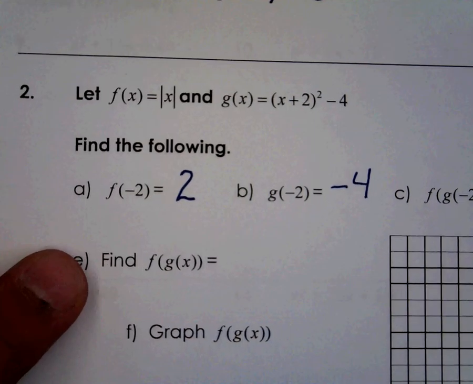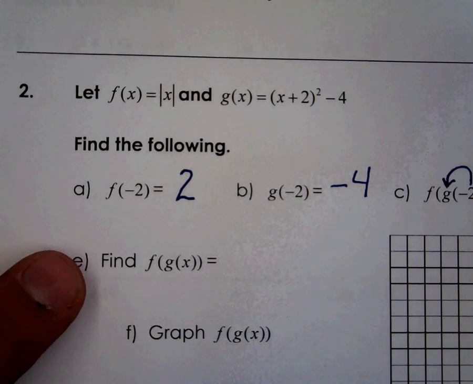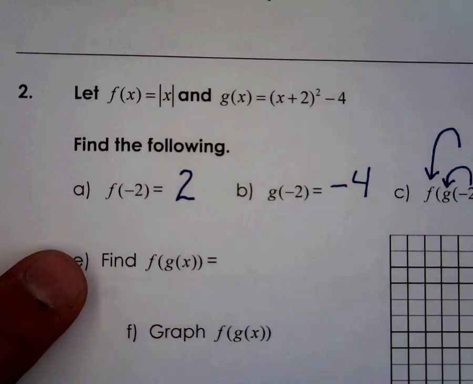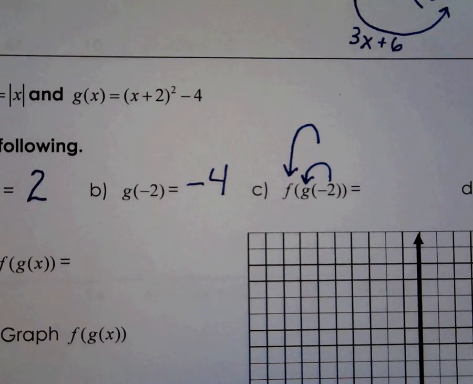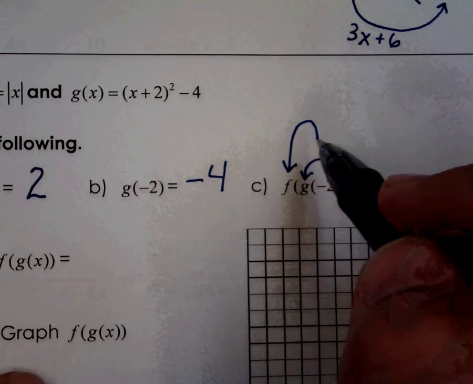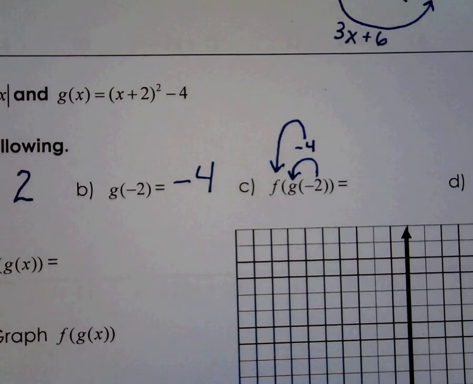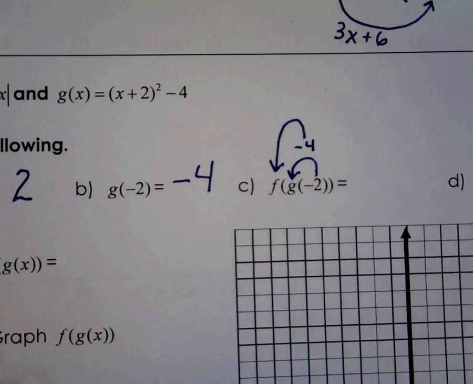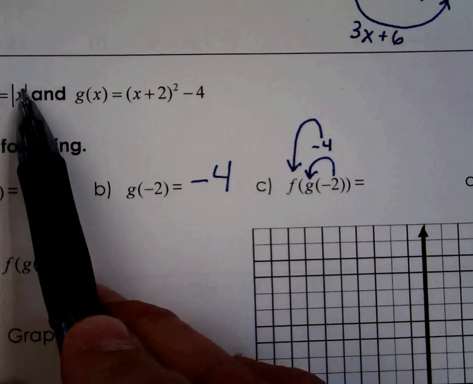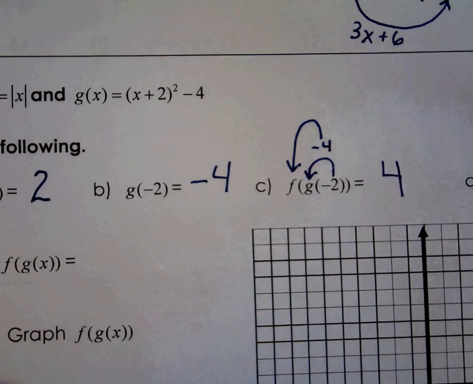In C, it's a double problem. You need to take negative 2 and plug it into g, get that answer and plug it into f. So we take negative 2 and plug it into g, and we already know we get negative 4. That output from g becomes the input in f. So we put negative 4 into the absolute value function, and we get positive 4 as our final answer.